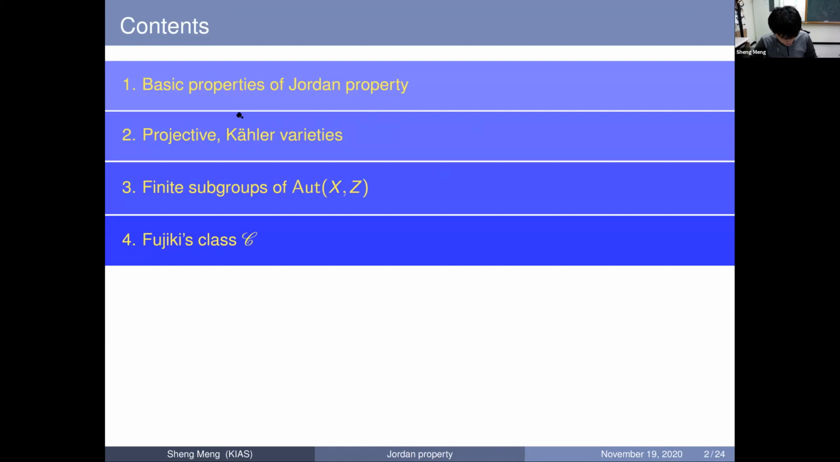First, I will review some basic knowledge of the Jordan property, and then I will recall some early results on projective and Kähler varieties. Part 3 and part 4 will be the main purpose of this talk. In part 3, I will study the finite subgroups of the automorphism group fixing some subvarieties. And finally, I will show the Jordan property for the automorphism group of Fujita's class.